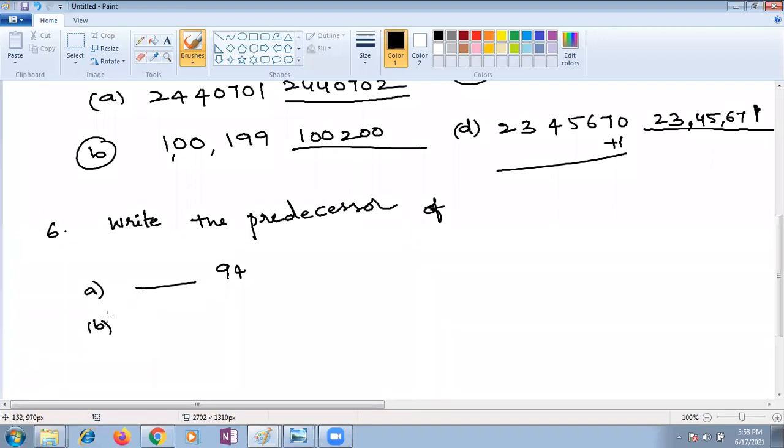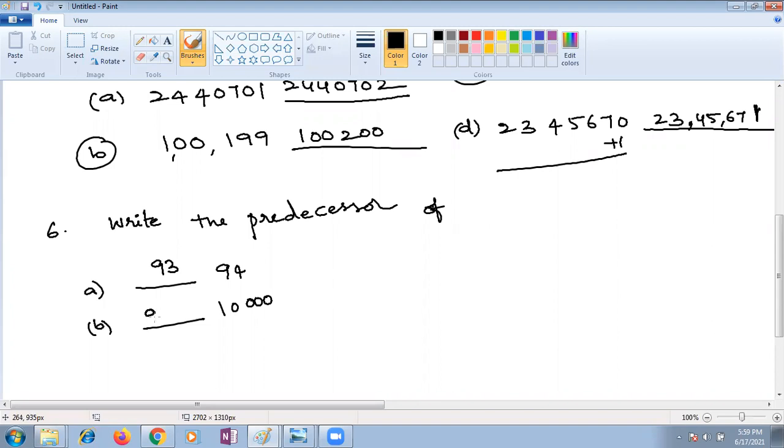Harsha, the predecessor of 94? Ma'am, 93. Very good. Anyway, we are going there only. Next one, 10,000 predecessor. 10,000 predecessor for Jaideep.